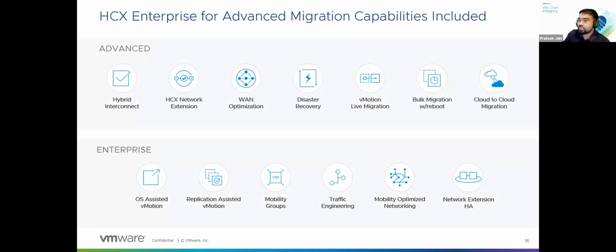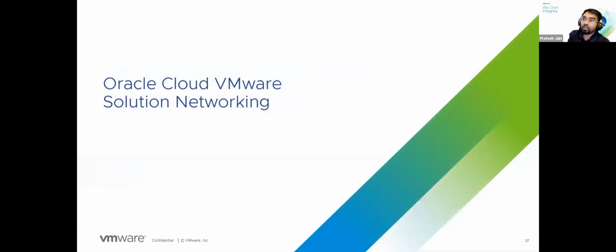And these are the differentiations between HCX Advanced and HCX Enterprise. HCX Enterprise basically gives you Replication Assisted vMotion and some traffic engineering, Mobility Optimized Networking, and if you want to migrate your physical workloads, RHEL, Hyper-V, KVM workloads to vSphere, specifically to OCVS, then you can use that as well with HCX.